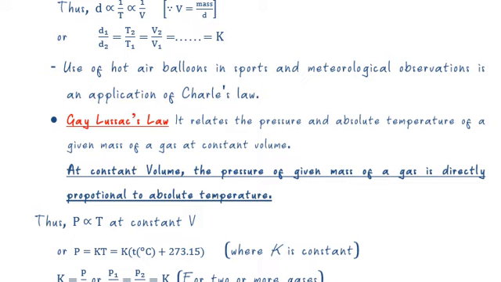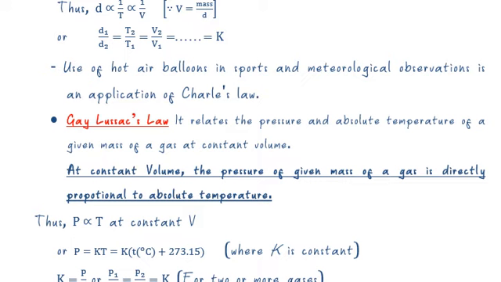Gay-Lussac's law relates the pressure and absolute temperature of a given mass of a gas at constant volume. At constant volume, the pressure of a given mass of a gas is directly proportional to the absolute temperature. Gay-Lussac's law says pressure is directly proportional to temperature when the volume is constant. So P is directly proportional to T, so P = KT. T means 0 degrees Celsius, you know very well, that is 273.15 Kelvin.